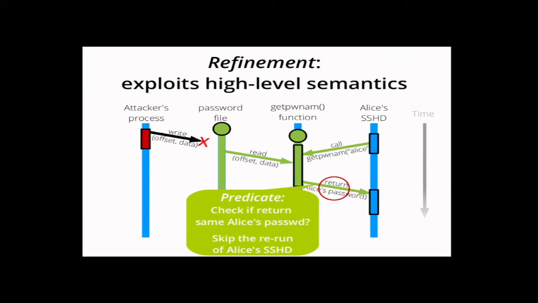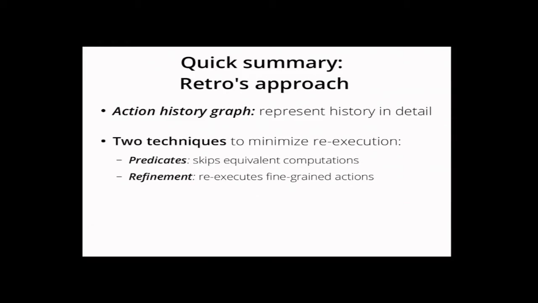If that is the case, we can skip the re-execution of Alice's secure shell server. And this is a quick summary of our approach. We first represent our history in a fine-grained way with our new data abstraction we call action history graph. In order to make this approach more practical, we introduced two new techniques, predicate and refinement. With predicate, we could skip the equivalent computation while re-execution. With refinement, we could re-execute fine-grained actions in our action history graph.